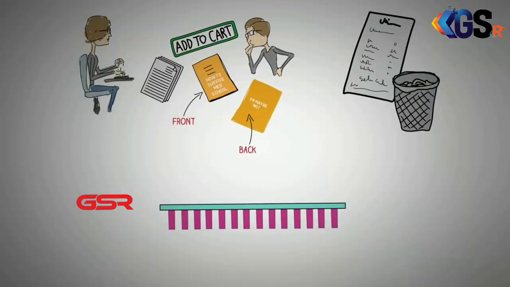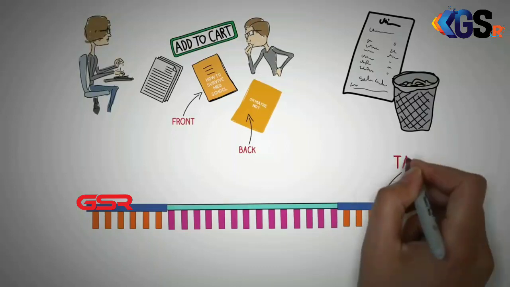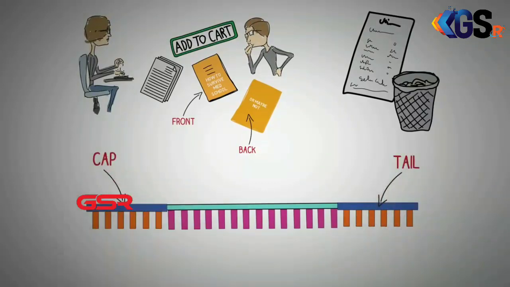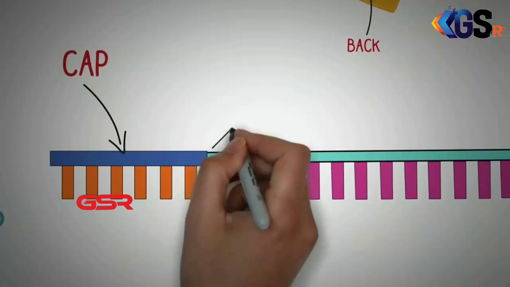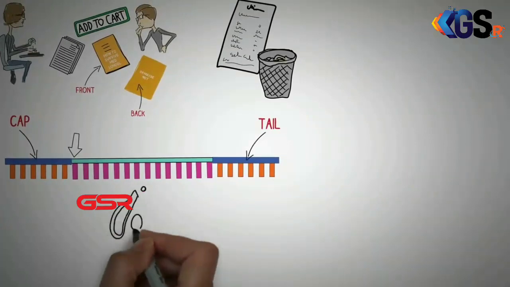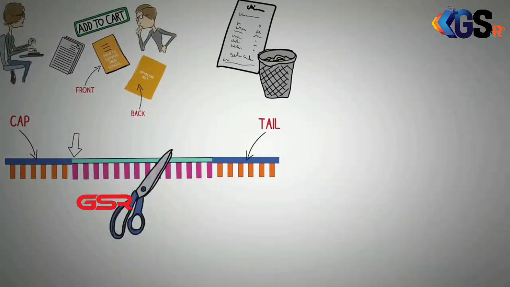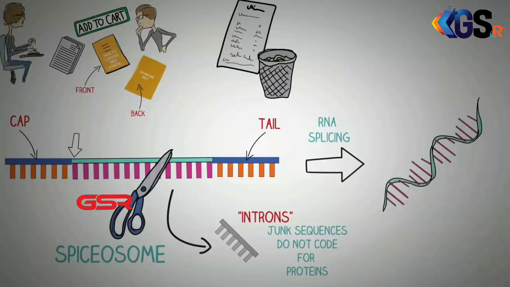The first step involves addition of a cap and a tail to the ends of this pre-messenger RNA molecule. These caps and tails are short amino acid sequences that protect the pre-mRNA molecule. The free ends of the pre-mRNA are liable to attack from many enzymes. The cap and the tail covers these ends. The second step of this process involves removal of any unuseful or junk sequences that do not code for proteins, and these are known as introns. This is known as RNA splicing, in which the protein RNA complex known as the spliceosome removes these non-coding parts. The rest of the DNA is then joined again together to create a mature RNA molecule.